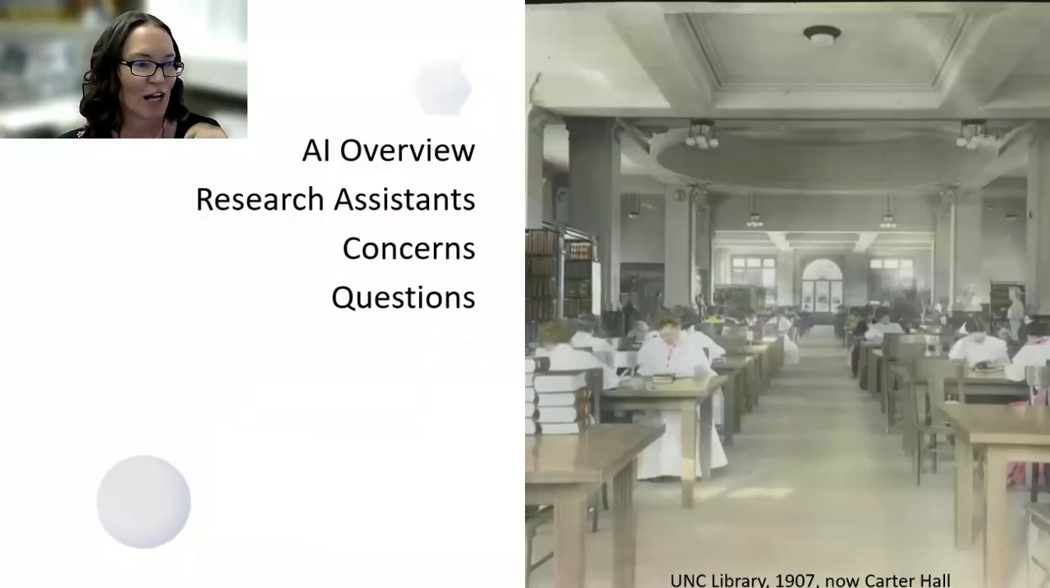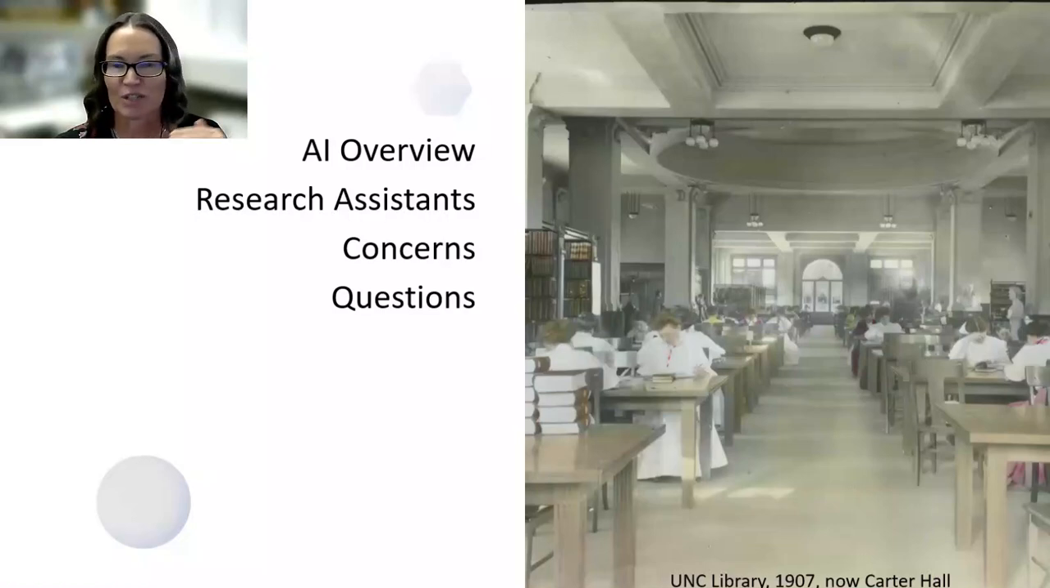So I have this picture of Carter Hall. This is from 1907, back when the library was in Carter Hall. And just as a reminder that research has already been changing so much, right? The internet was a big change. And now I think we're looking at AI as being a pretty big change with research and how we do research.